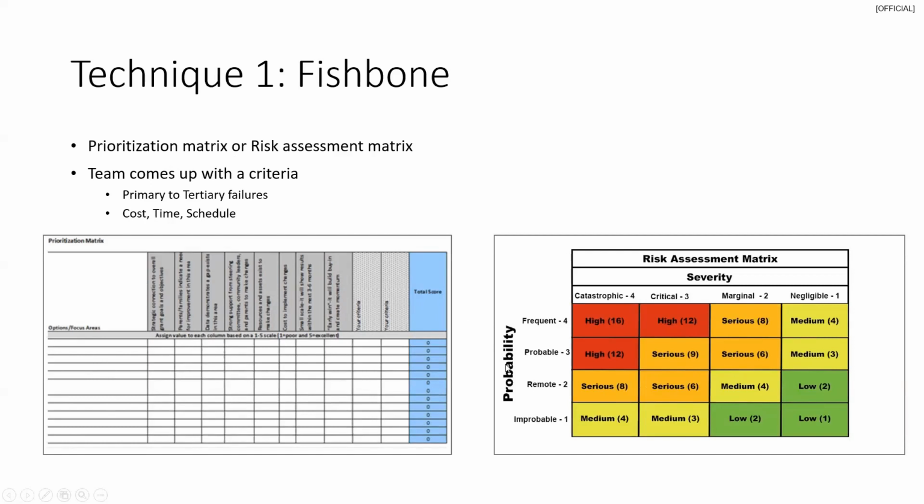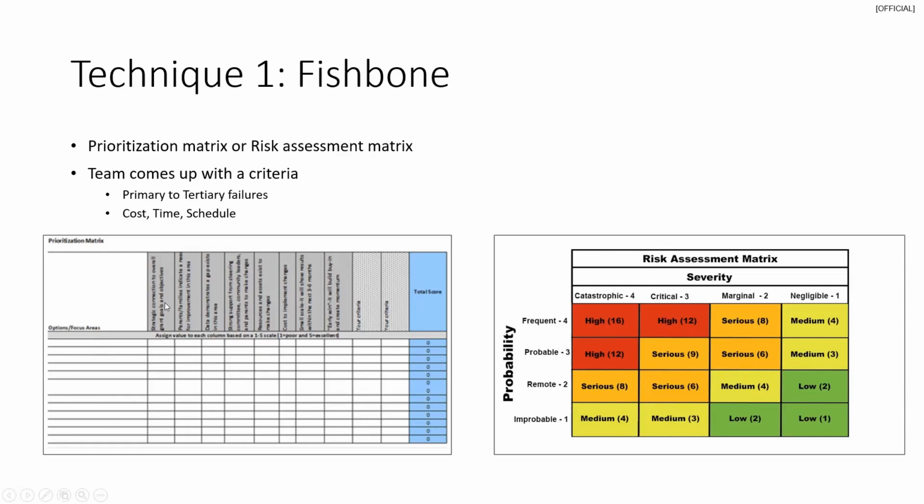So it would be something like this. And the team can come up with the criteria which they can use to measure up or to prioritize the different causes. It's literally up to the team what they want to do. So the prioritization matrix looks something like this. All the causes will be listed here. And here, this would be the criteria.